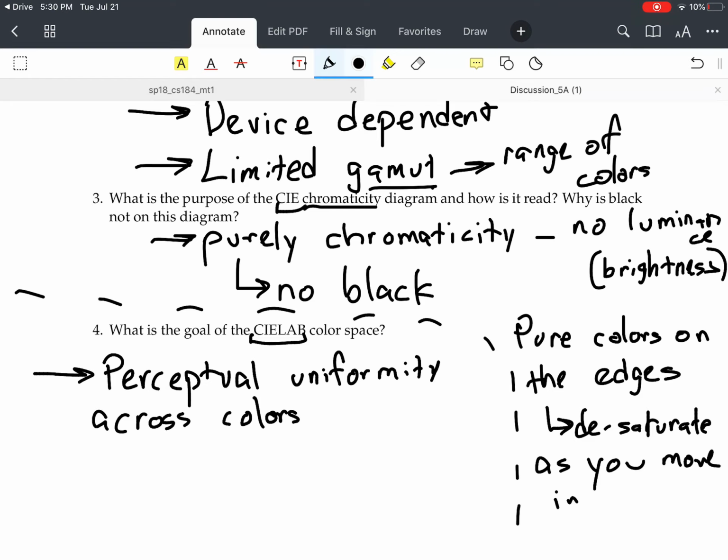Okay, and so the main idea there is that there isn't a lot of variation in the brightness or anything like that across colors. The different colors look very much the same. Obviously they're different colors, but some don't look brighter or darker or anything like that. There's a sort of uniformity across all colors. And that's the main point of the CIE lab color space.